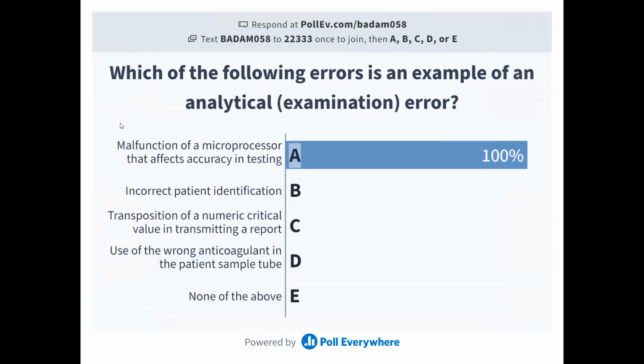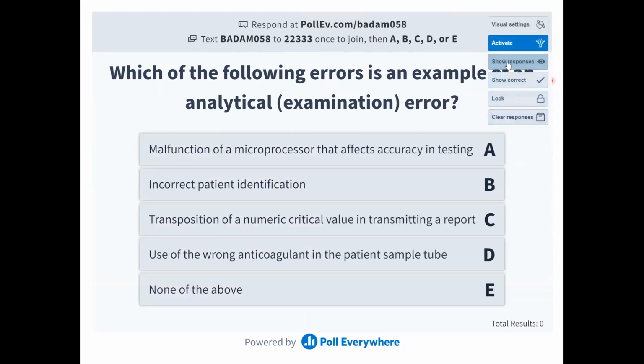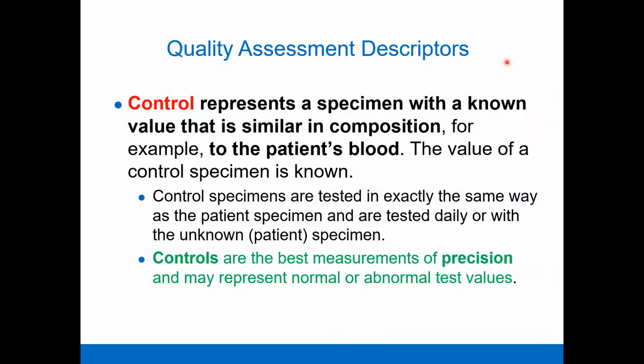Okay, which of the following errors is an example of analytical error? Malfunction of microprocessor that affects accuracy in testing is the correct answer. Okay, going to clear that. And then, okay, now what does control mean?